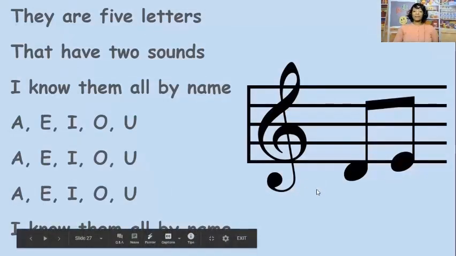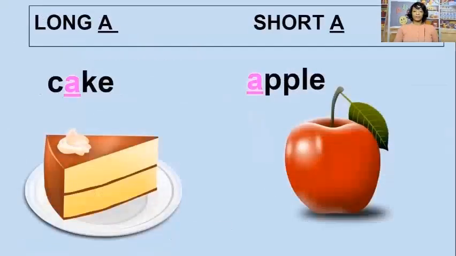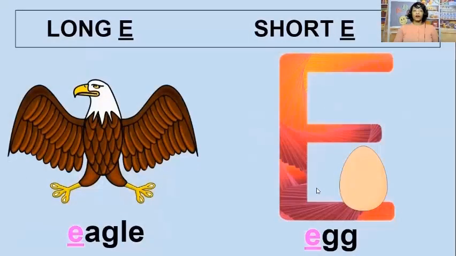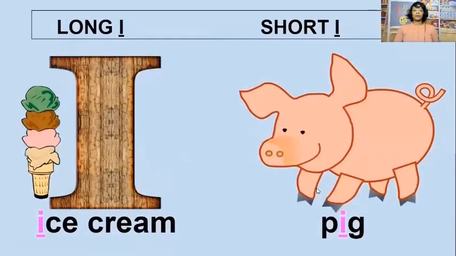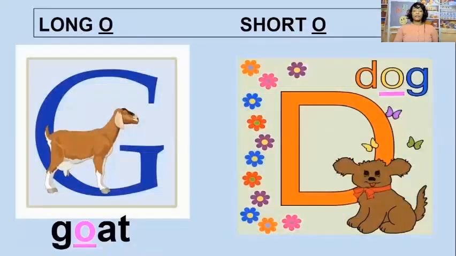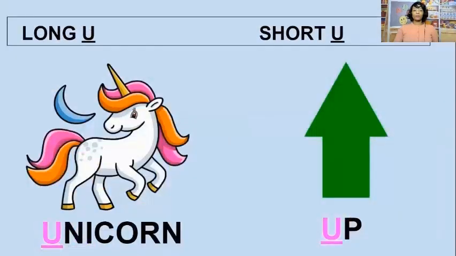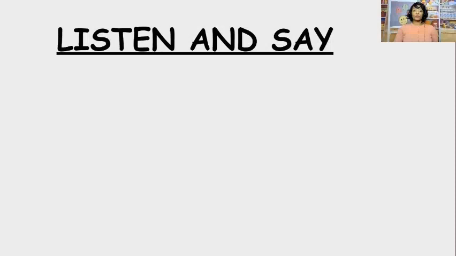So again, as I said in my previous video, we did a lot of singing in our classes. So here we have different pictures and words for those pictures, identifying the long A and the short A sounds. Long E and short E, long I and short I, long O and short O, long U and short U.